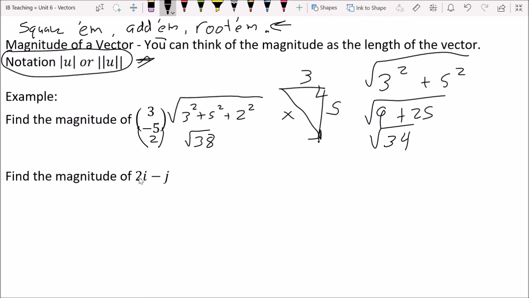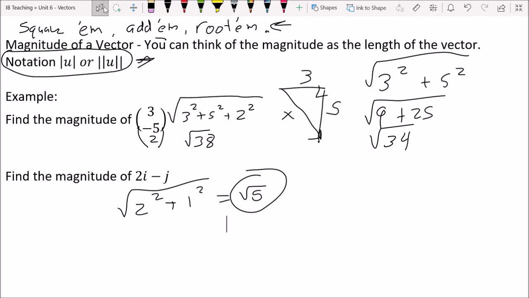Now, if you're ready, pause the video and try the second one. Here I go. Square them, add them, root them. The components are 2 and 1. I square them, I add them, I root them, and I get root 5. Done. That's a magnitude. That's how long the vector is. Okay. This is something, if you ever get a question like this on a test, you should be really excited because it is easy. Easy.